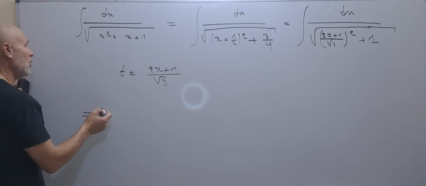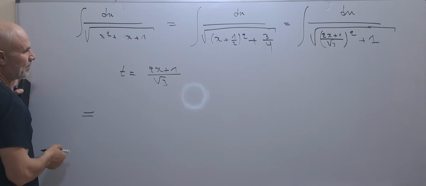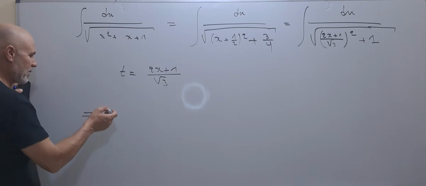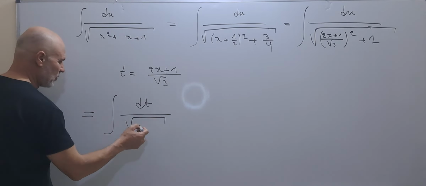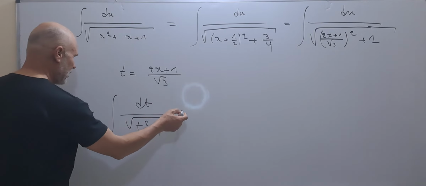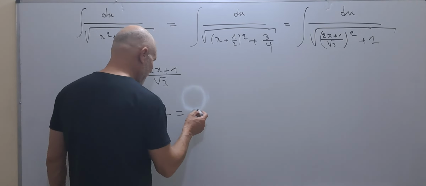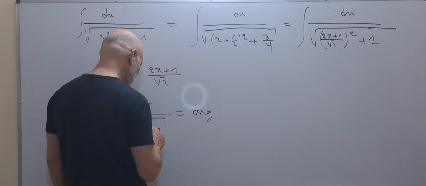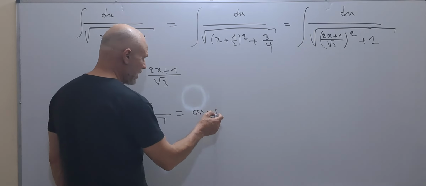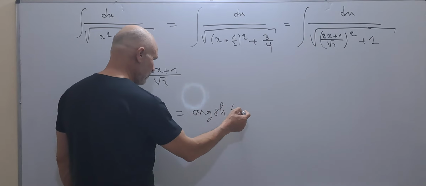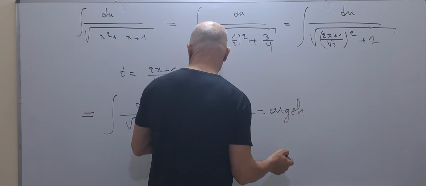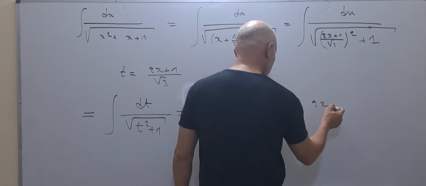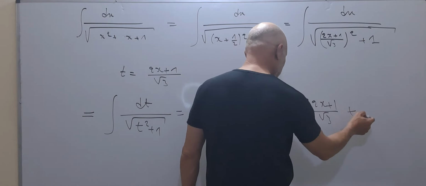This is 1 over the square root of a, so this is equal to dt over the square root of t squared plus 1, which is equal to arg sh t plus c, which is equal to arg sh of 2x plus 1 over the square root of 3 plus a constant.